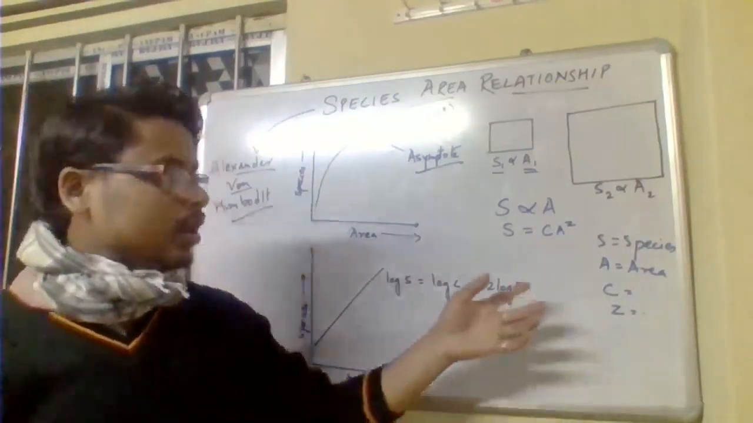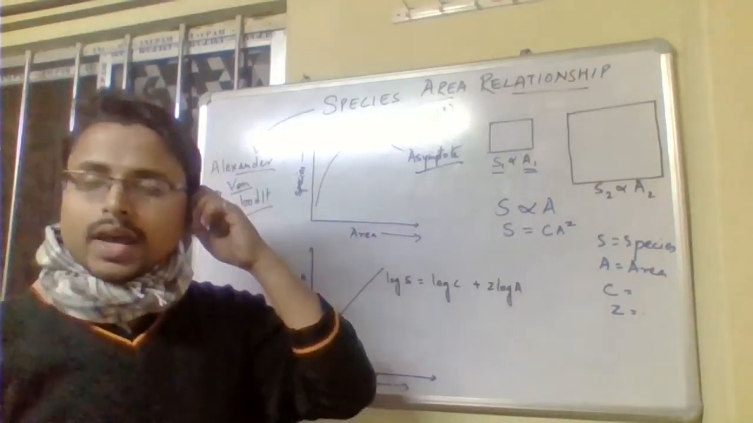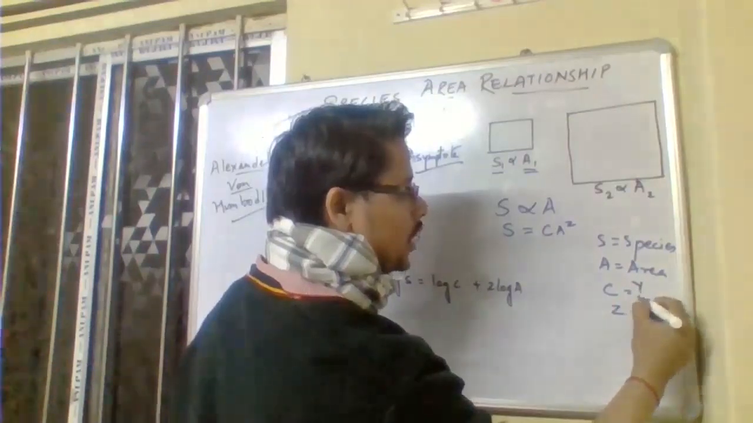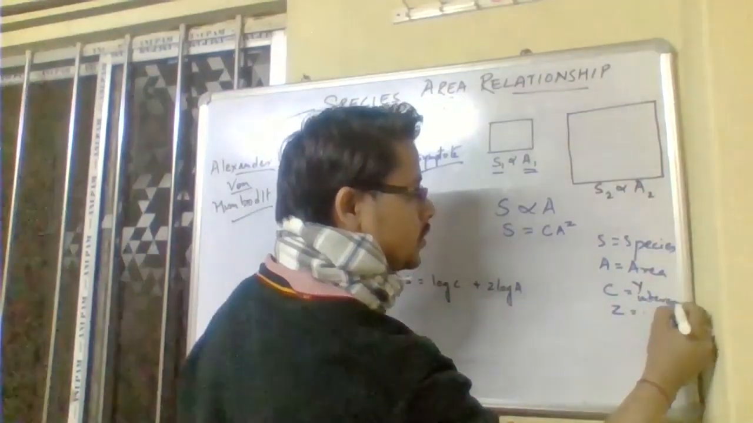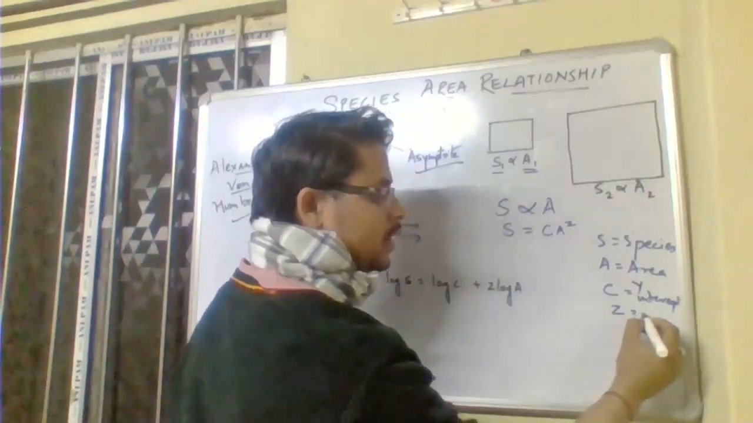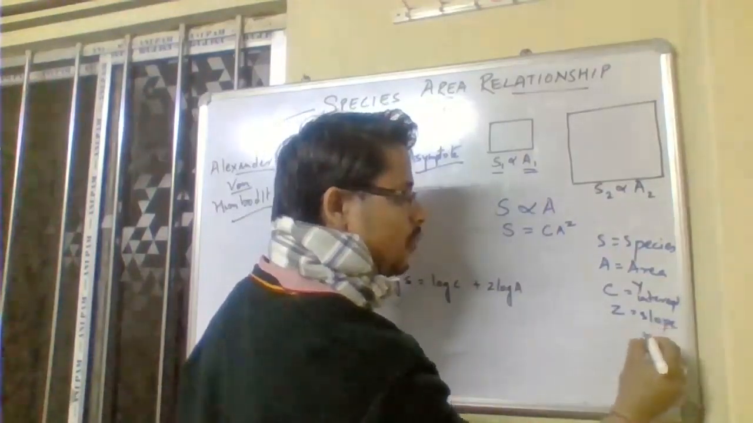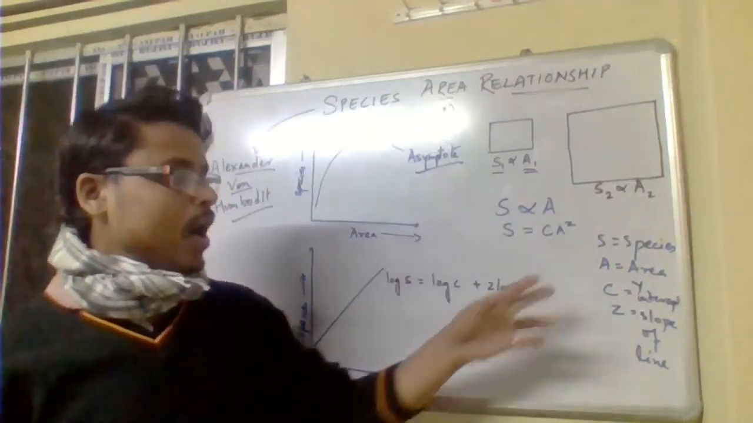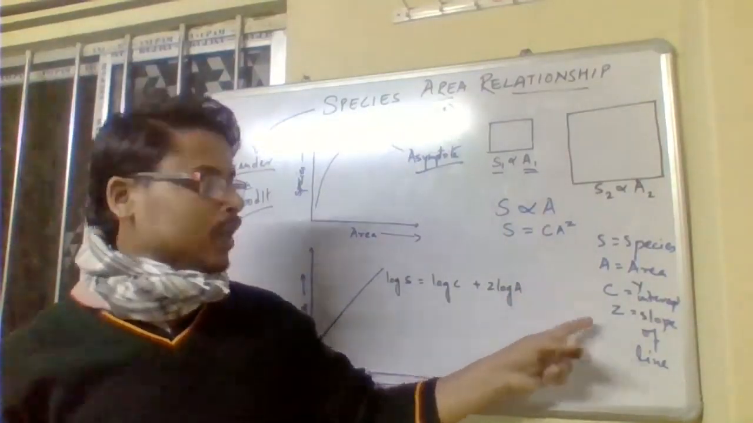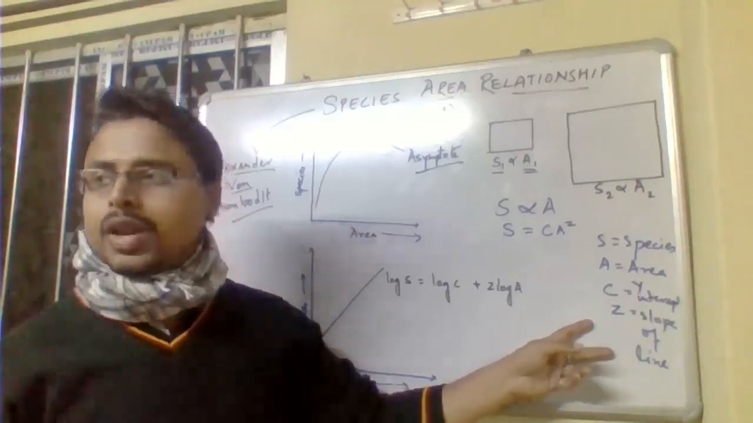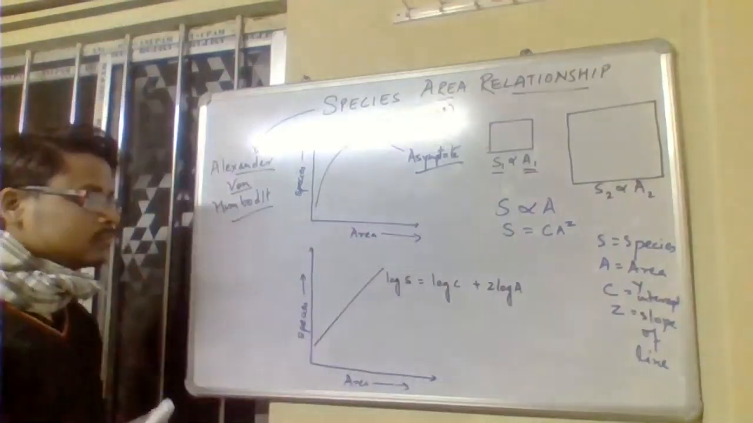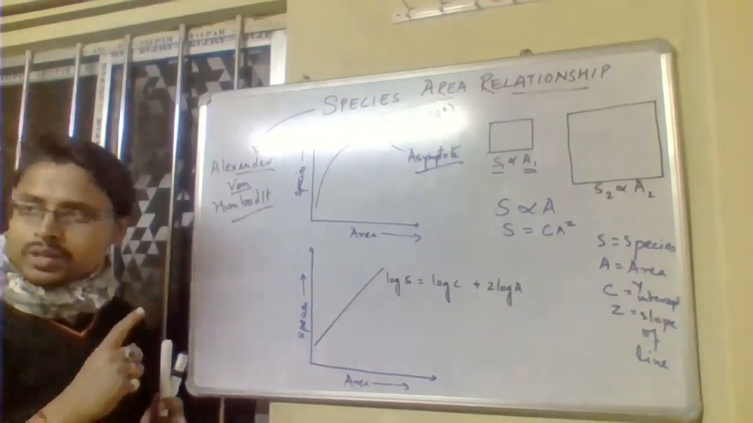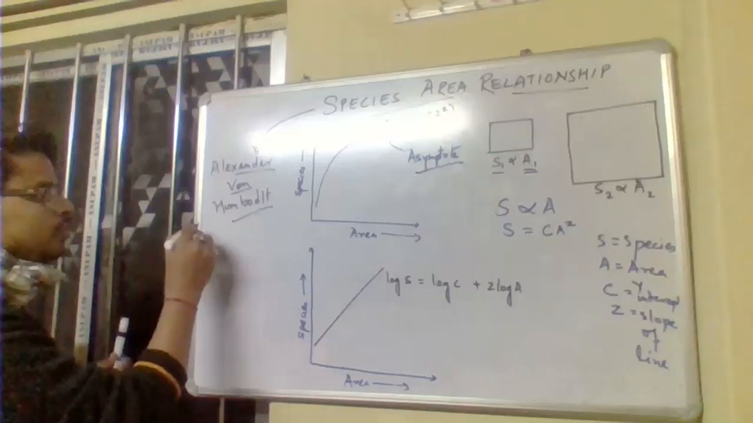So C, here we refer to as the y-intercept. What is y-intercept, that I will tell you. And Z is known as the slope of the line. So C is known as y-intercept and Z is known as slope of the line, right? Now, what is this actually? We have to go back to the linear equation of mathematics.